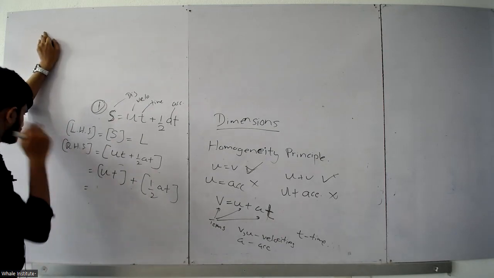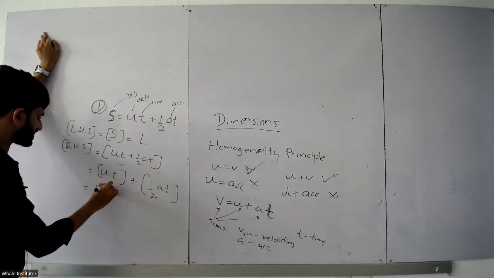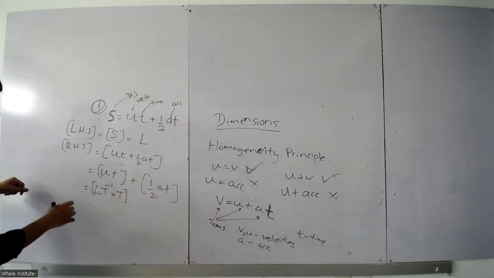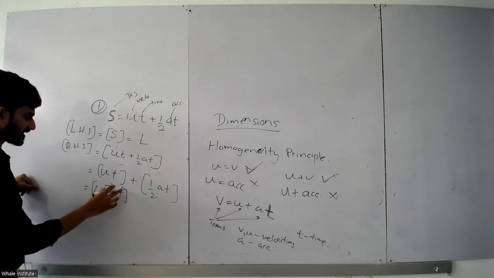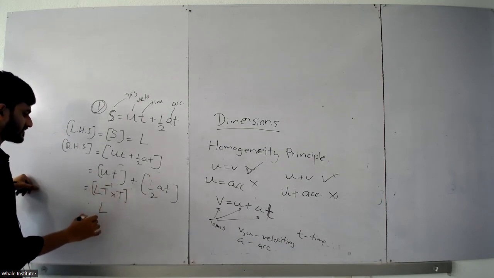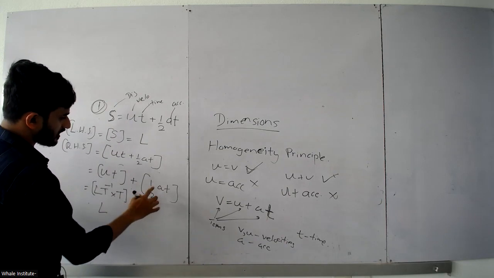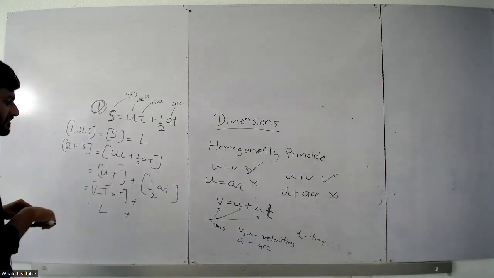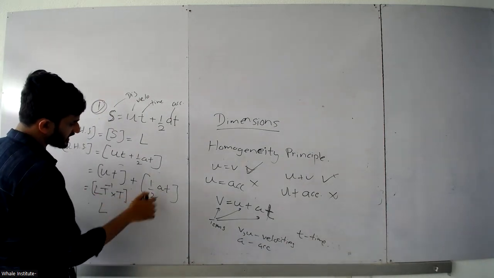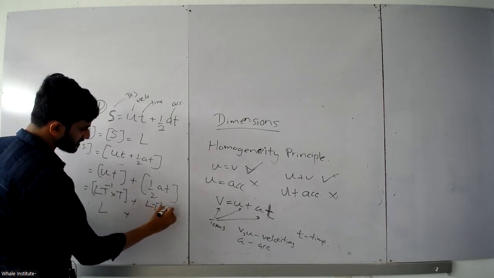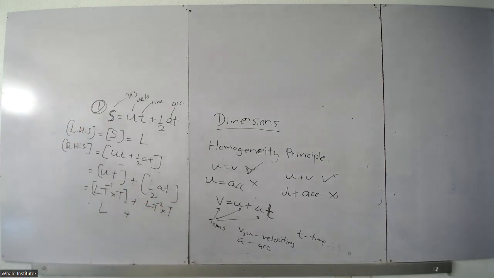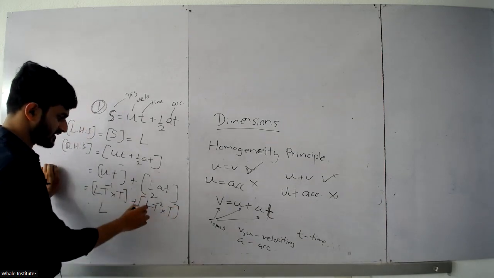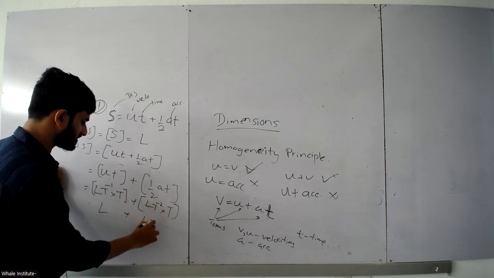So for UT, U is the velocity. You know the dimension is LT minus 1 into T, right? The dimension of time is T. So here it's LT minus 1 times T to the plus 1. They cancel out and L is the remaining one, L. Here, half is a numerical value and doesn't contain any dimension, right? For acceleration, the dimension is LT minus 2, into T, the symbol of the dimension of time. So here LT minus 2 times T is LT minus 1.